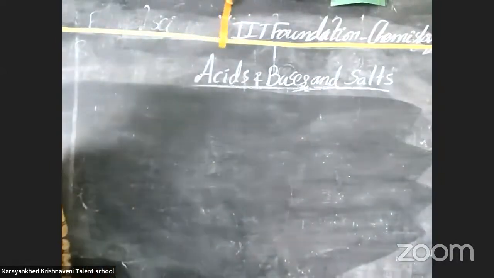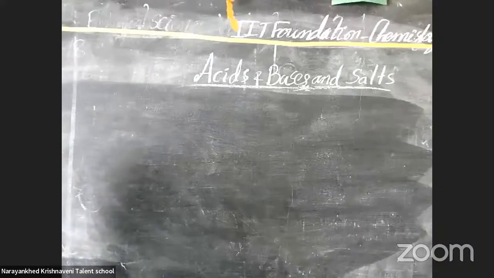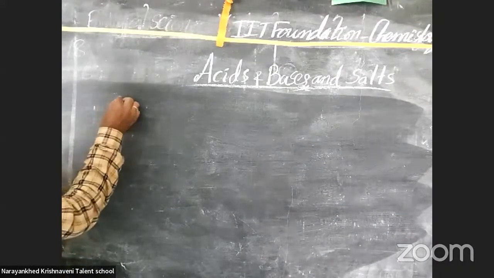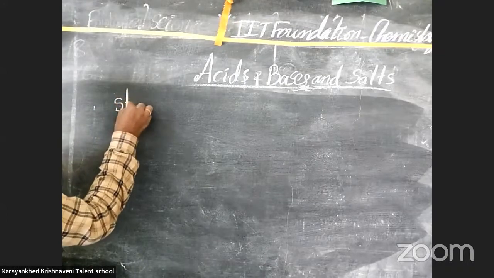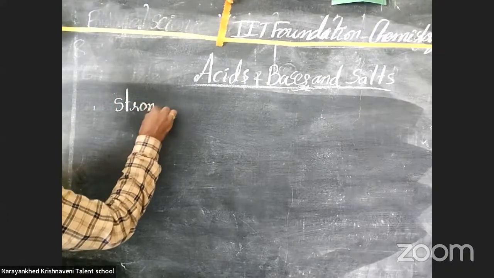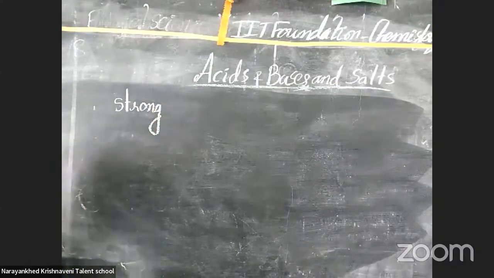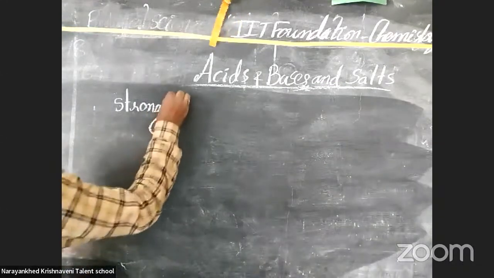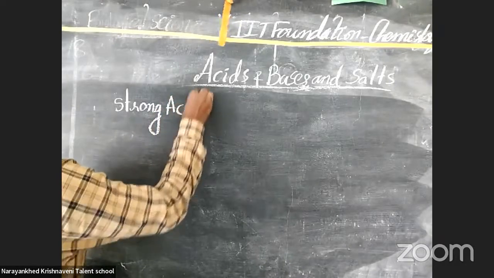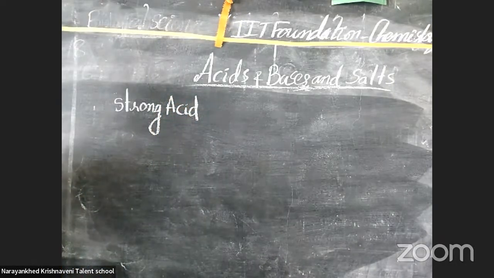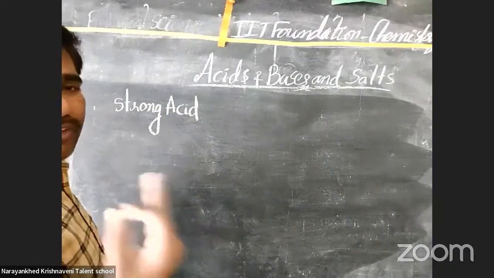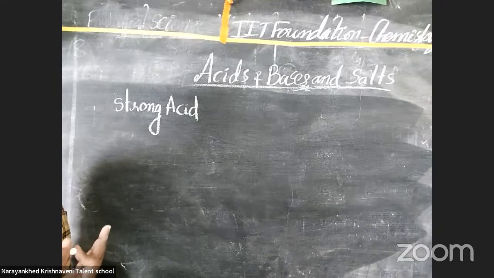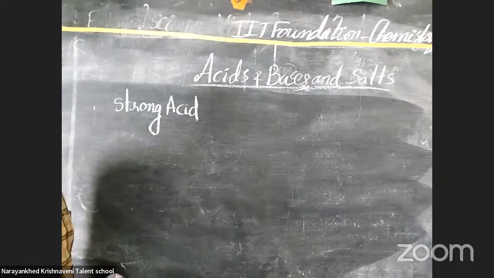And the next one is strong acid as well as strong base. Okay, clear or not, all the students? Strong acid as well as strong base. Which one is called a strong acid? Which one is called a strong base? Strong acid. And here, which produces more H plus ions? Which produces more H plus ions? It is called a strong acid.